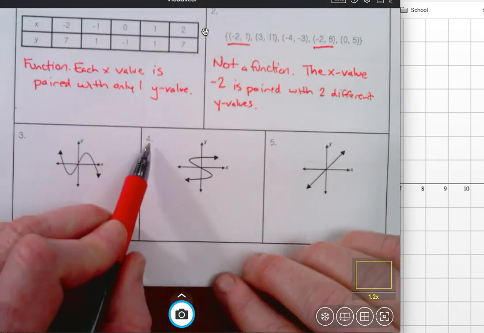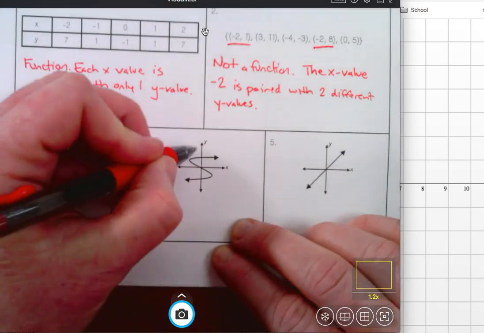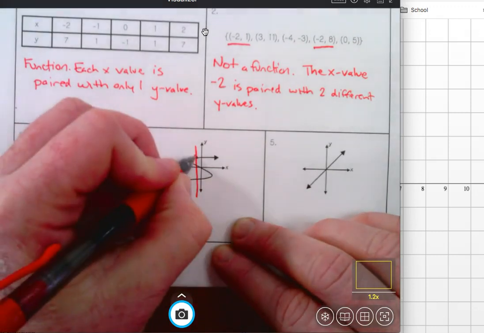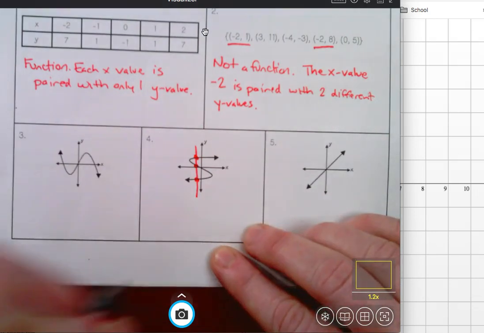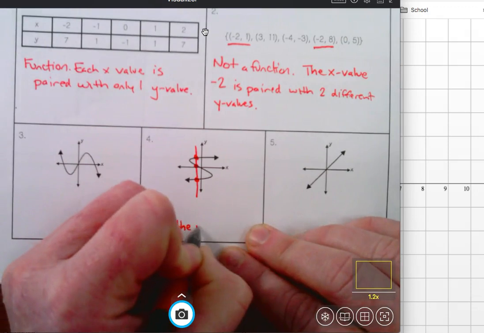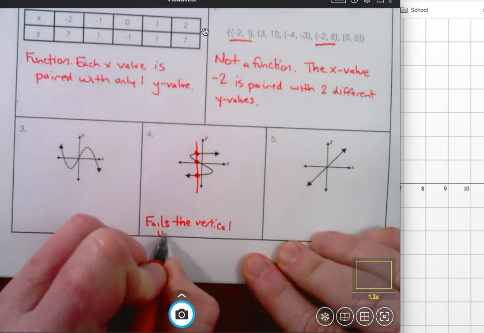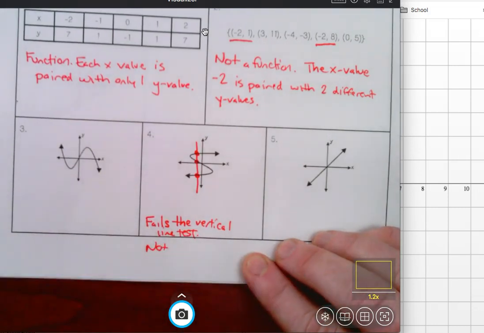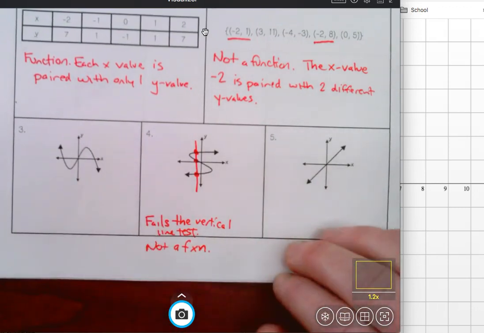Let's take a look at number 4, for example. If I draw a vertical line, I can hit this graph at more than one place. I can hit it here, here, and here. We say that this fails the vertical line test. It is not a function. I use fxn as shorthand for function.